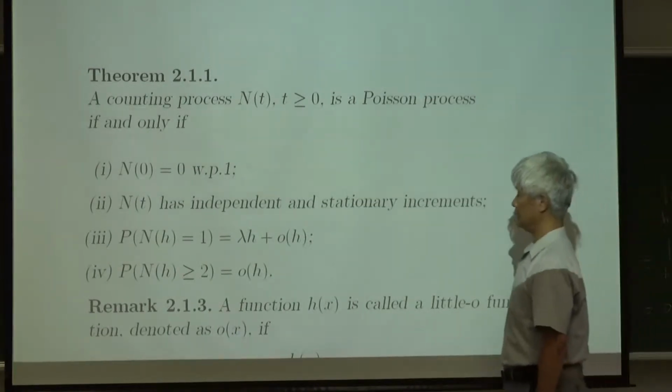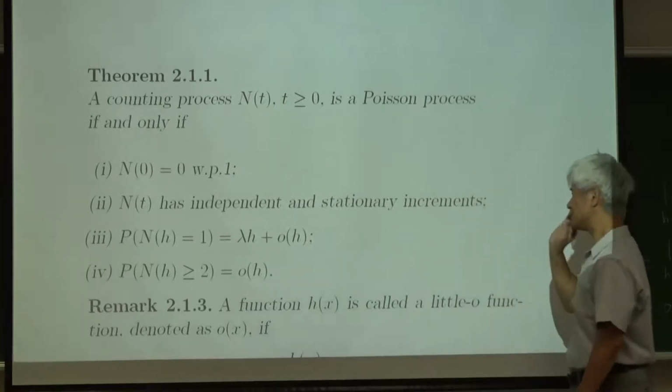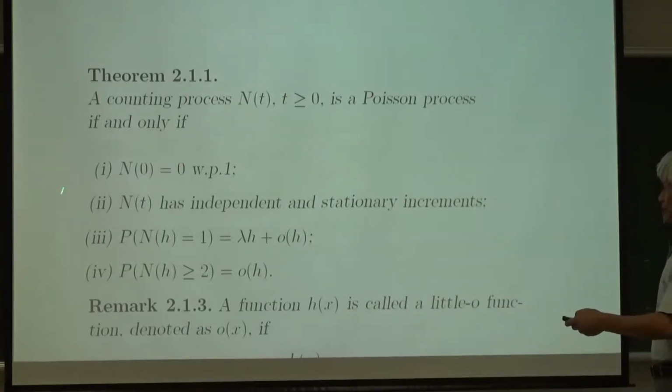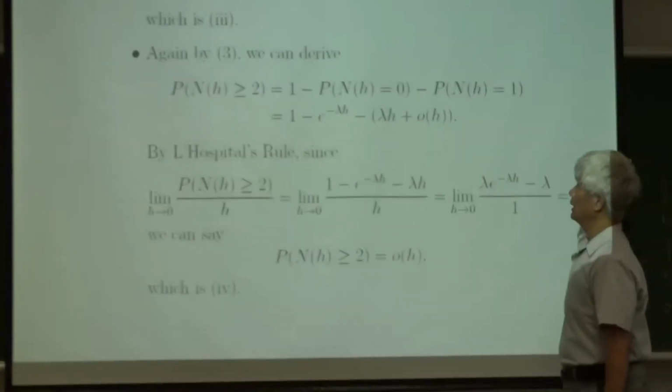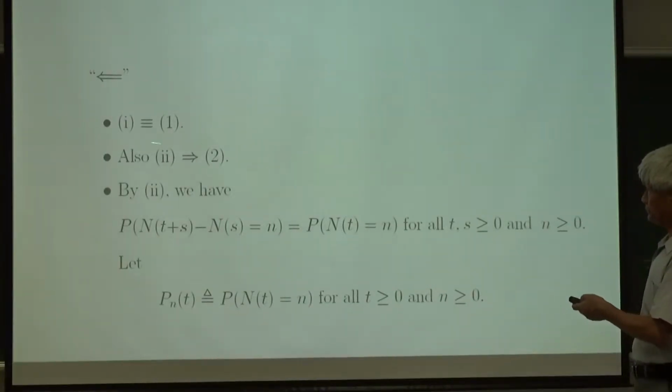Okay. So now the reverse direction is a little bit difficult, isn't it? So assuming these 4 Roman properties, then we have to prove that N_t is a Poisson process. Alright, so this direction. Again, okay, number 1 is equivalent to numerical property 1, so no problem with that.